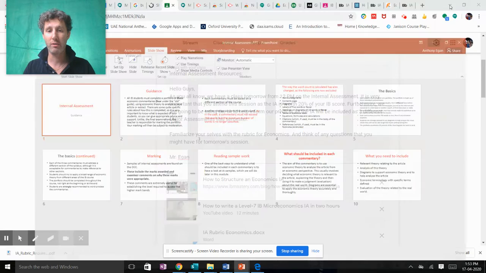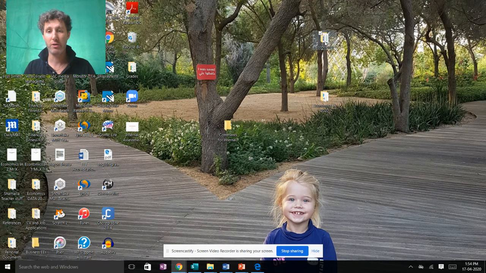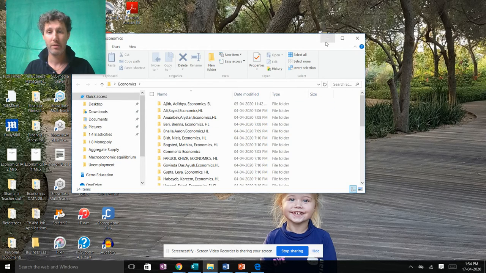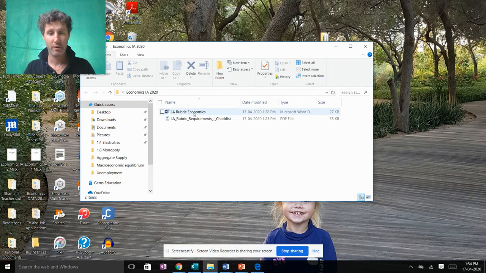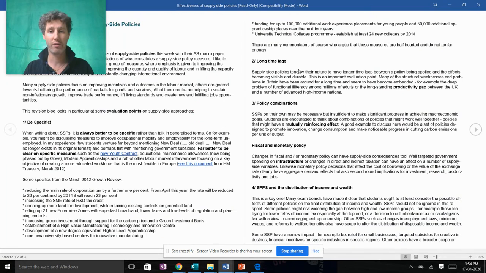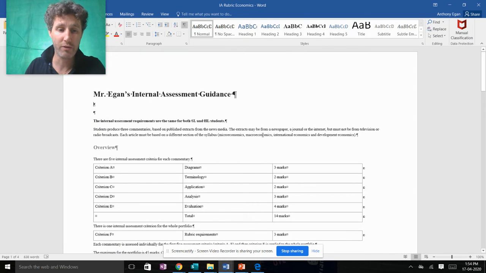Okay, so right now, I'm just going to go back and open the rubric again on my computer here, so you can have a look. Okay, so here is the official rubric from the IB.